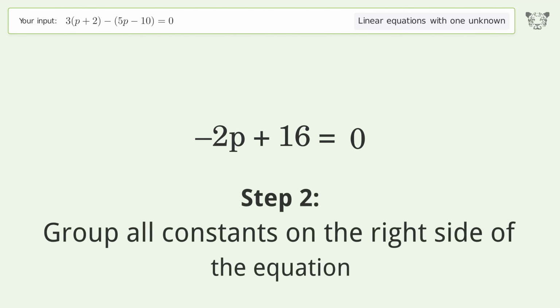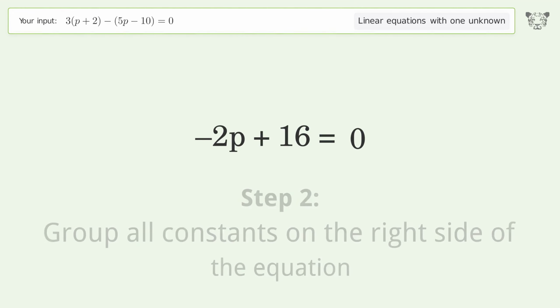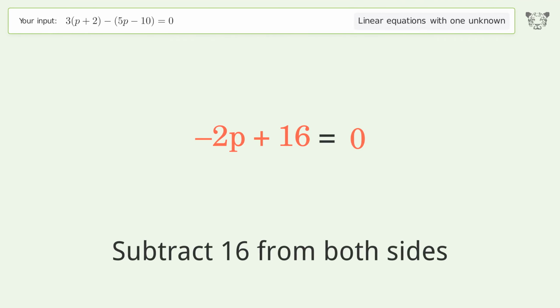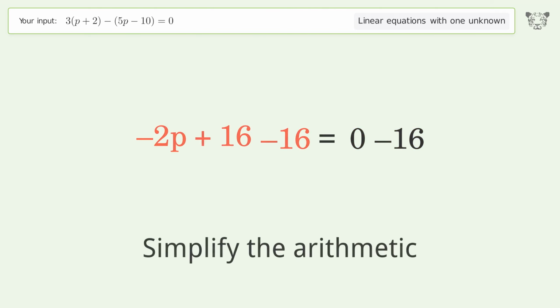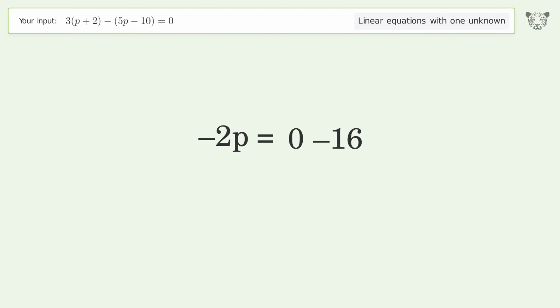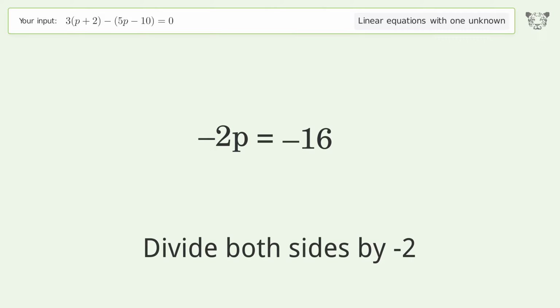Group all constants on the right side of the equation. Subtract 16 from both sides. Simplify the arithmetic. Isolate the p. Divide both sides by -2.